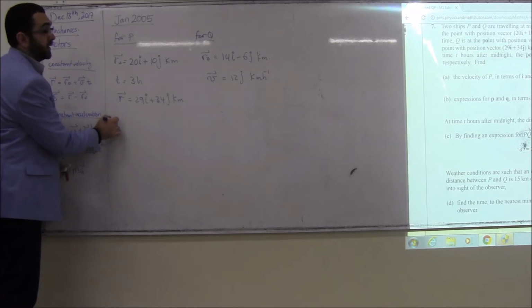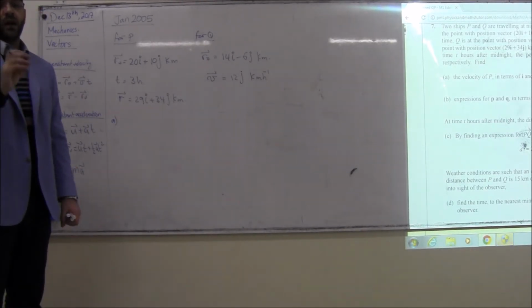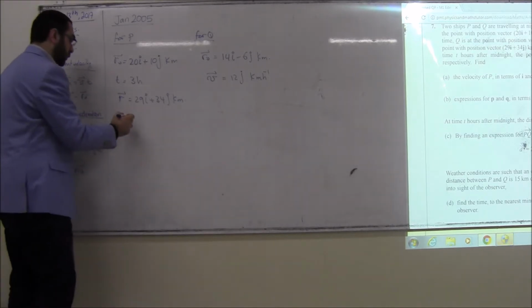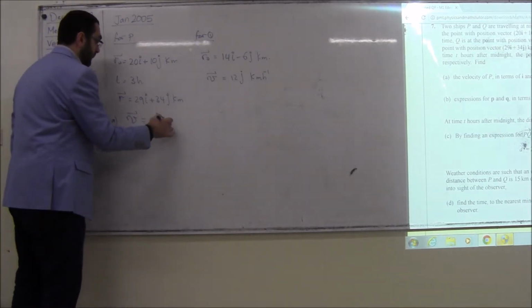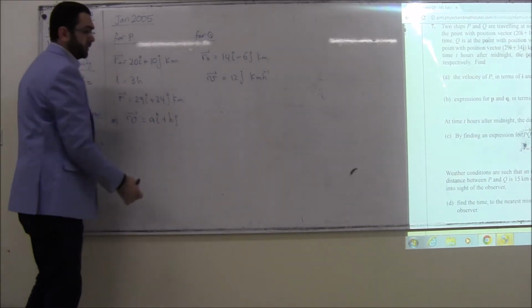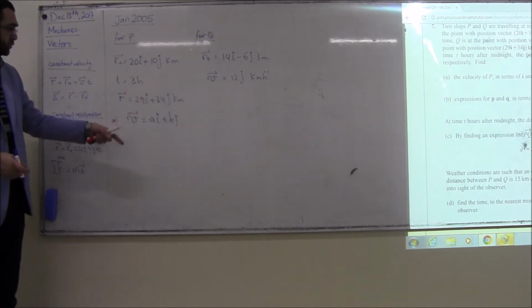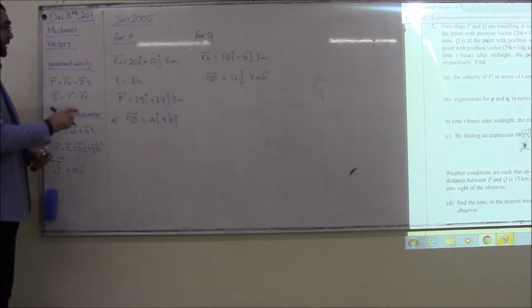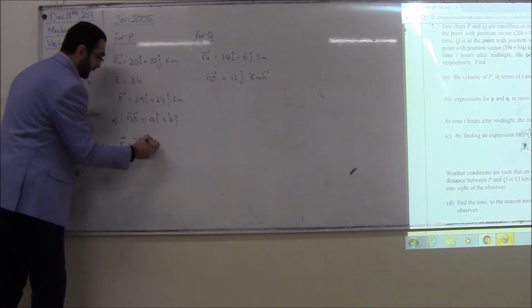Okay. A, the velocity of P in terms of I and J. Okay? As we mentioned before, please girls, always assume any unknown vector is AI plus BJ. Okay? Just to get used to these things. R equals R naught plus V times T.